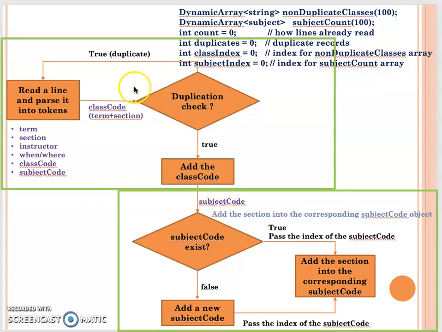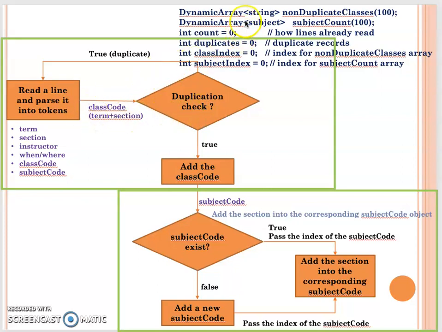Let's talk about the algorithm we want to use for our DVC schedule. Like earlier I showed you, the first part is our duplication check. So I put the block here. Then the second one, you will have your subject code to add the information. So let's continue to talk about the duplicate check.